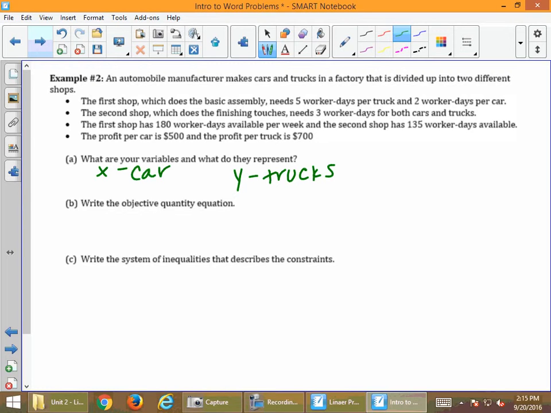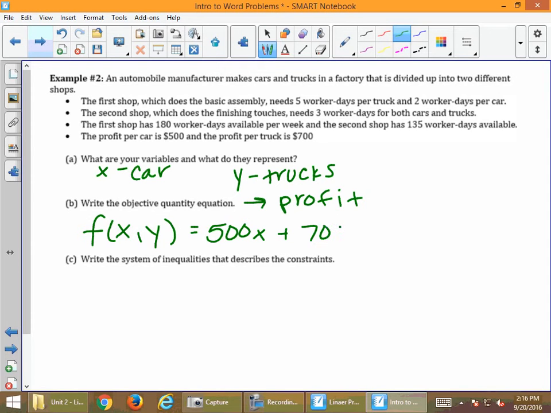Now we have to write that objective quantity equation, AKA an equation for our profit. f(x, y) all the time. Always do that. How much do we profit from a car? So how would that look in our equation? Yeah, 500x. Plus, how much do we profit from a truck? 700. So what would that look like in our equation? 700y. There you go. You just made that. Just take the profit of the one object, write it next to its variable, add it to the profit of the other object, write it next to its variable. Done. Major profit equation.